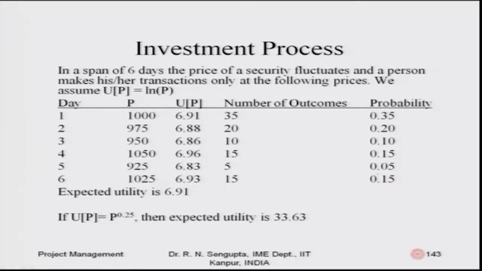The corresponding utility is found by taking the log: log of 1000 is 6.91, log of 950 is 6.86, and so on, where the prices are given in the second column and the utility in the third column. Outcomes are given; find out the probability, and find out the expected value as given in the formula, utility multiplied by probability, sum them up, and the value is 6.91. If the utility function is p to the power 0.25, the corresponding value comes out to be 33.63.